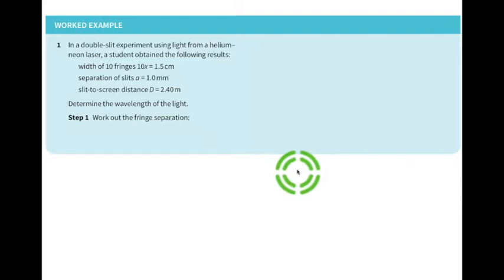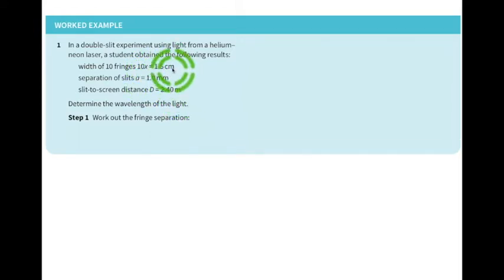Let's have a look at an example using that formula. In a double slit experiment using light from a helium neon laser, a student obtained the following results. Width of 10 fringes, 10x equals 1.5 centimeters. Separation of slits, A equals 1 millimeter. Slit to screen distance, D equals 2.4 meters. Our units are all different: centimeters, millimeters, and meters. Ideally, we want them all in meters, but centimeters could work as well, as long as the units are consistent.